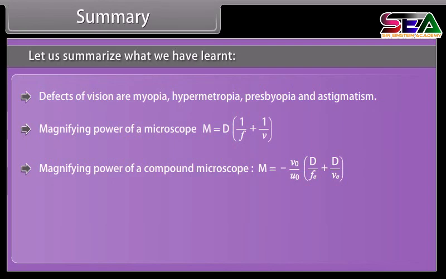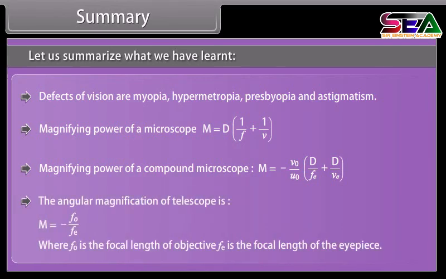The angular magnification of telescope is m is equal to minus fo upon fe, where fo is the focal length of objective and fe is the focal length of the eyepiece.